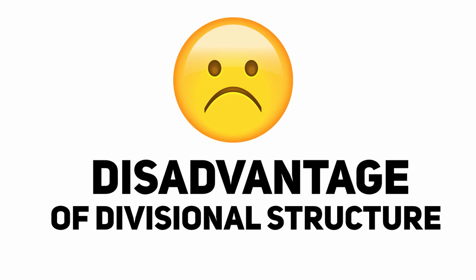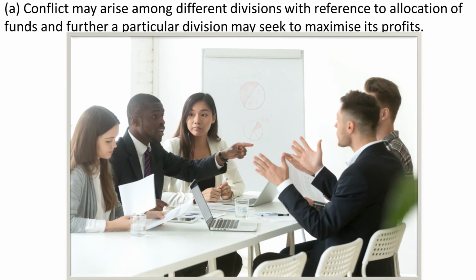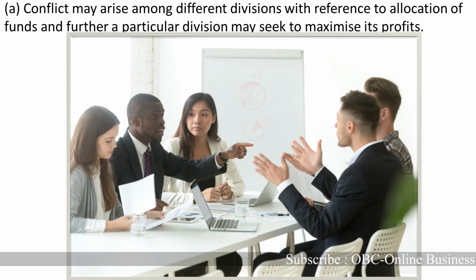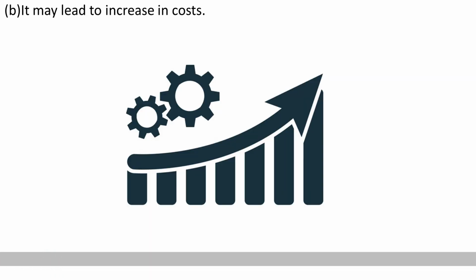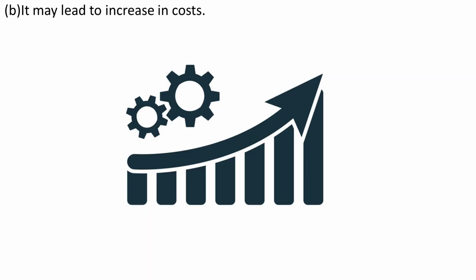Moving on to disadvantages. The first disadvantage is conflict may arise among different divisions with reference to allocation of funds and further participation. A division may seek to maximize its profits at the cost of other divisions. Next disadvantage, it may lead to an increase in the cost.